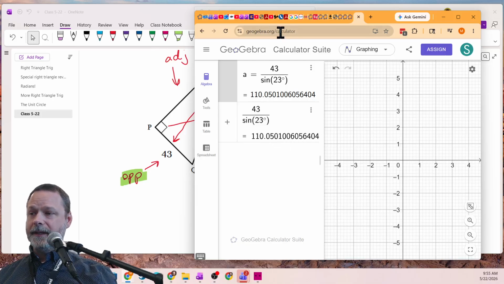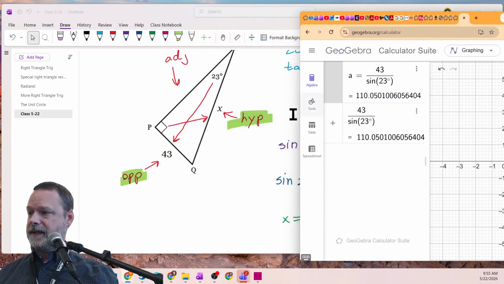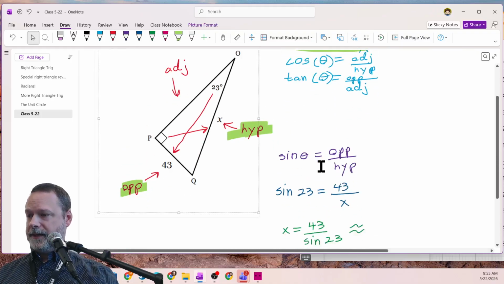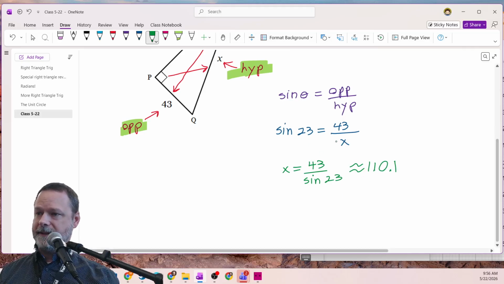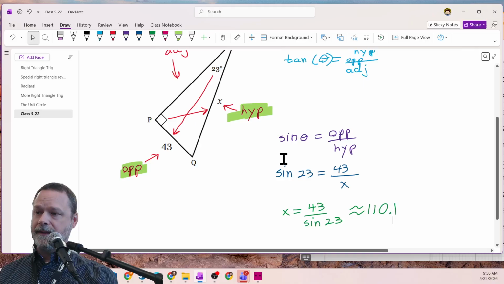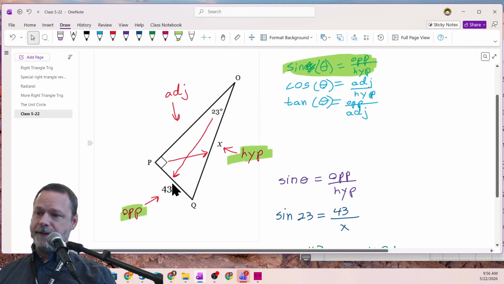Very important. So we got the side here. It's going to be about 110.1 if I'm rounding to tenths. That's about the length of x. Does that make sense? Well, 23 degrees is the smallest side.